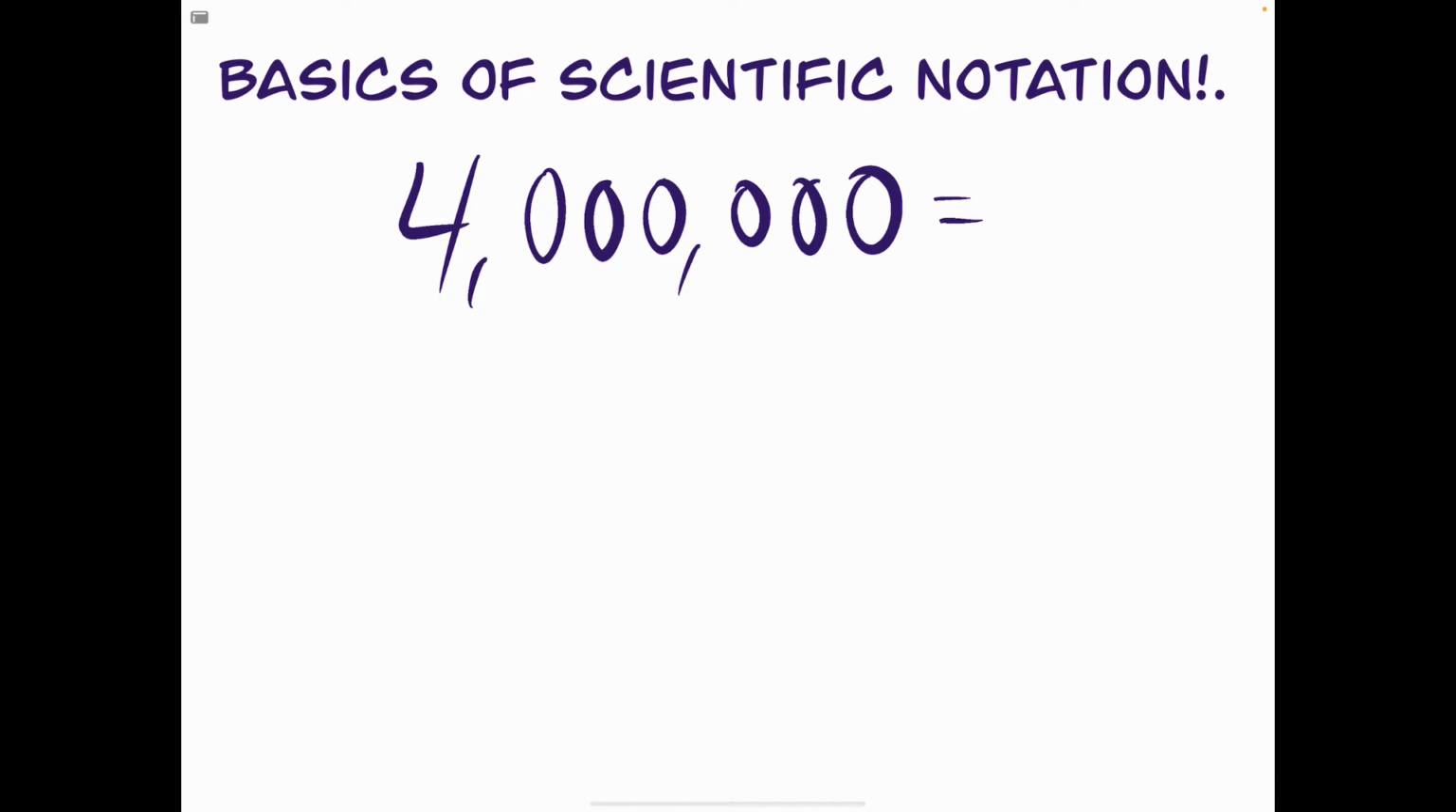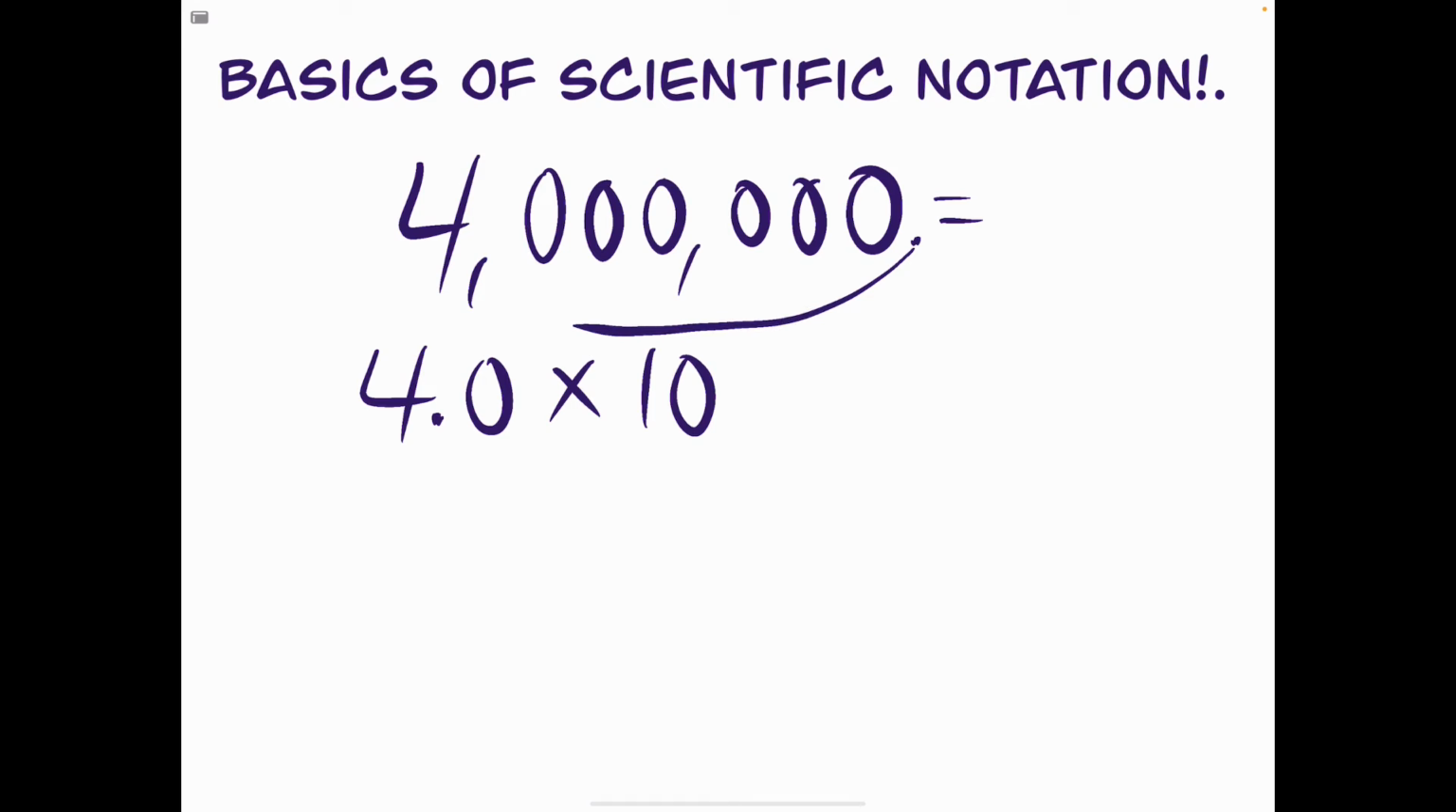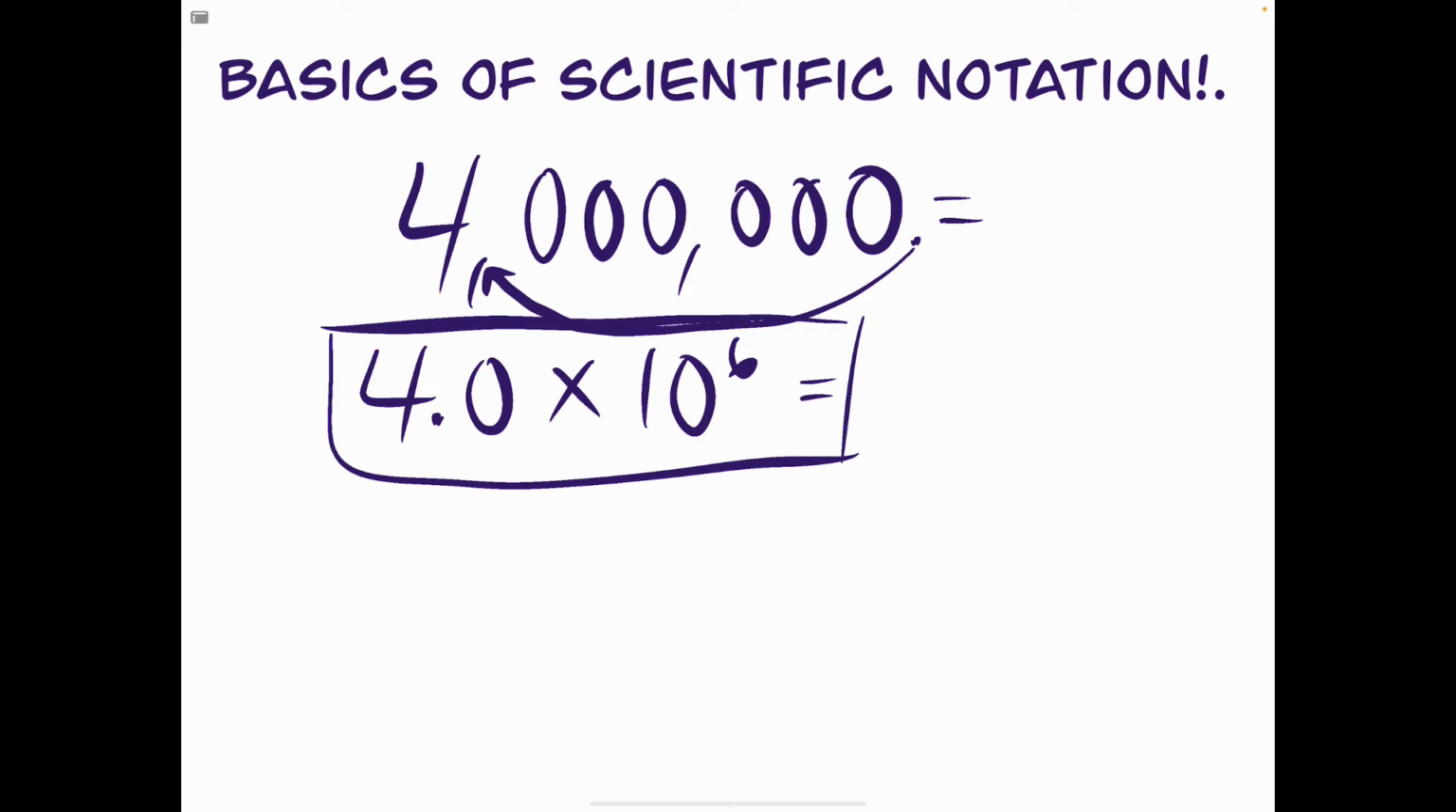Alright, next example, this is 4 million. And if we want to write this in scientific notation, we have to get it as a number between 1 and 10. In this case, we're going to use 4.0. We're going to multiply by some power of 10. So the decimal point is all the way at the end over here. We need to get that all the way up here in between the 4 and the 0. And we can see there's 6 zeros. So it's going to be 6 places that we have to shift. So in scientific notation, our answer would be 4.0 times 10 to the 6th power, because we want to shift that decimal point 6 times. So this will be our scientific notation.